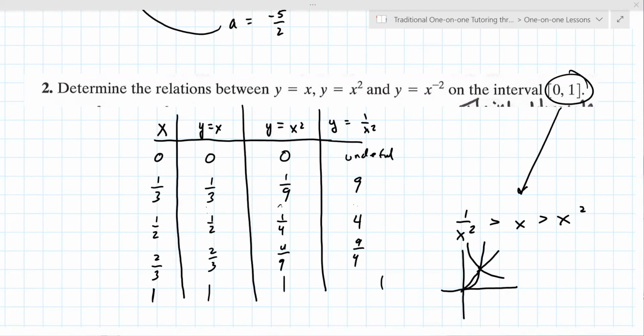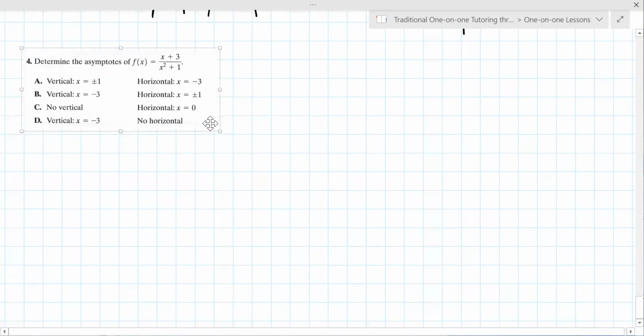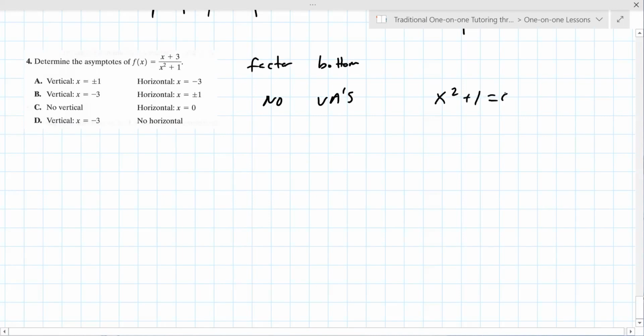All right, determine the asymptotes of... so we're up to number 3. Wait, did I skip one? That's 4. We'll do 4 and then come back. Determine the asymptotes of this. Again, you want to factor the bottom, but it's not possible. So there are no vertical asymptotes, because there's no place where it equals 0. If you said x² plus 1 equals 0, that just doesn't happen.